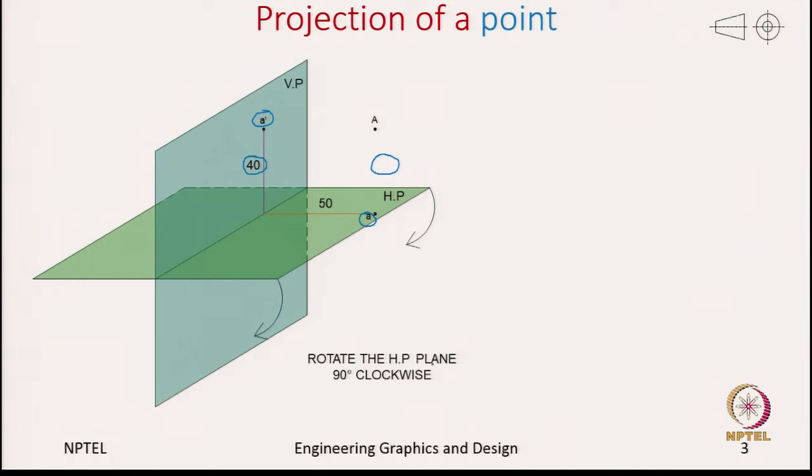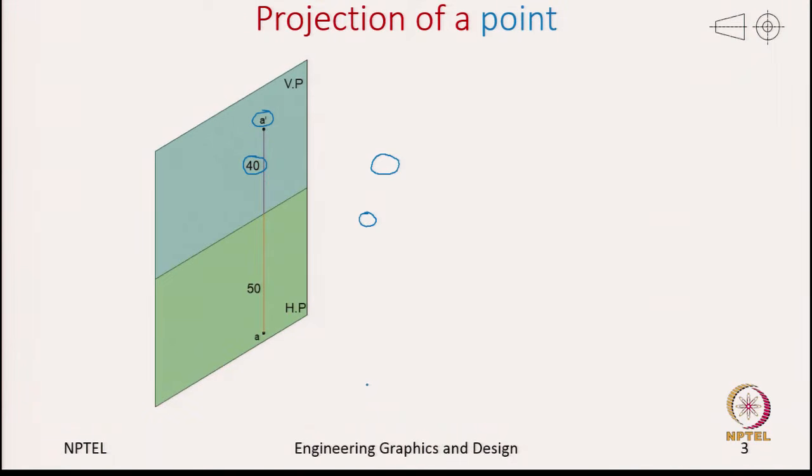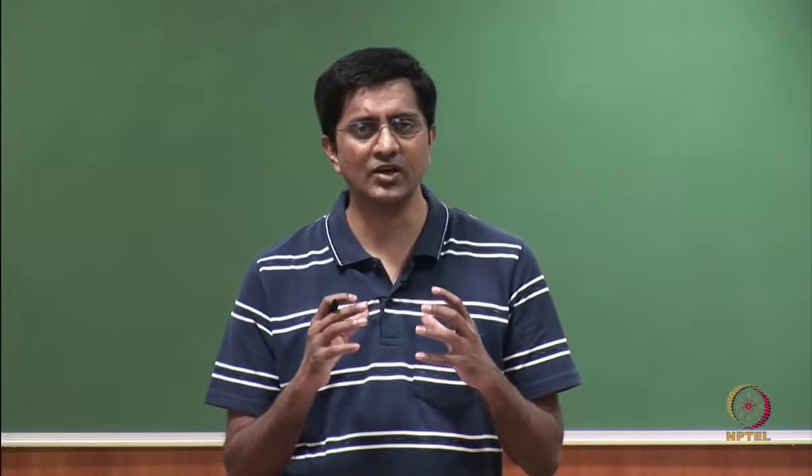So, we rotate the horizontal plane by 90 degrees in the clockwise direction. So, let us see how it looks. After rotation, now we have the point A mentioned here. Okay.